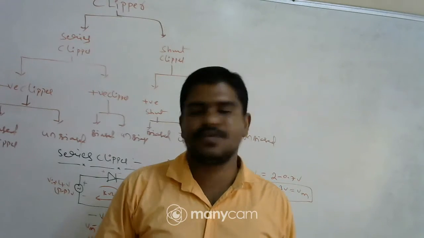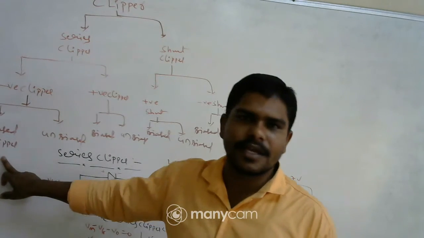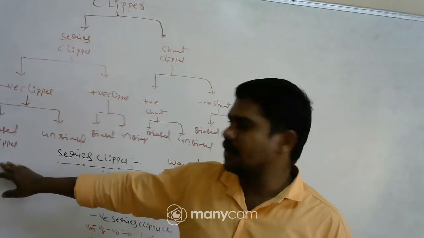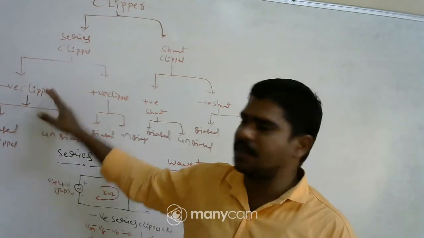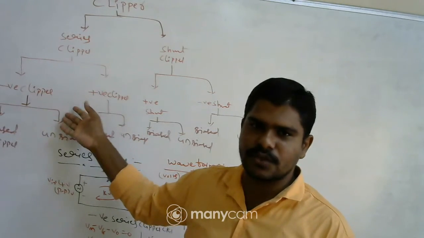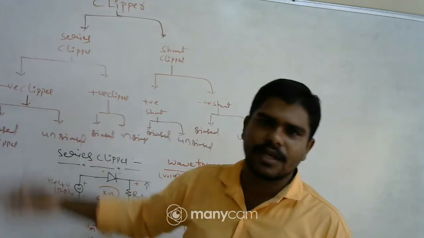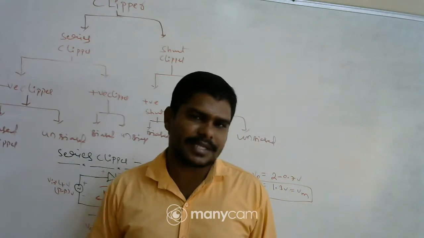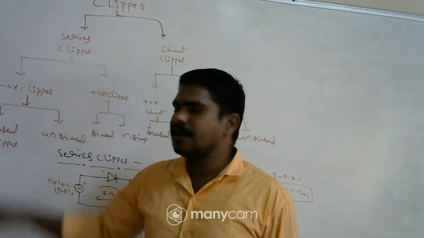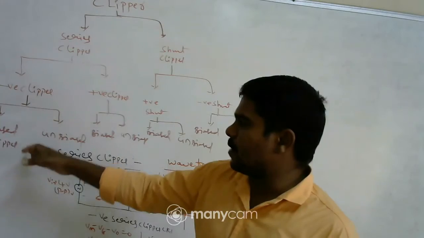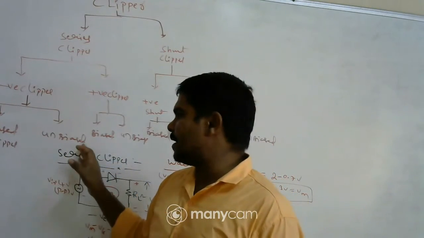At that situation, I can give the DC voltage or external voltage, 2.5 volts, based on a suitable arrangement of the circuit. So I can remove that 2.5 volts, or 3 volts, 4 volts, like that, by using this bias circuit. So there are two types of negative clipper: biased clipper and unbiased clipper.